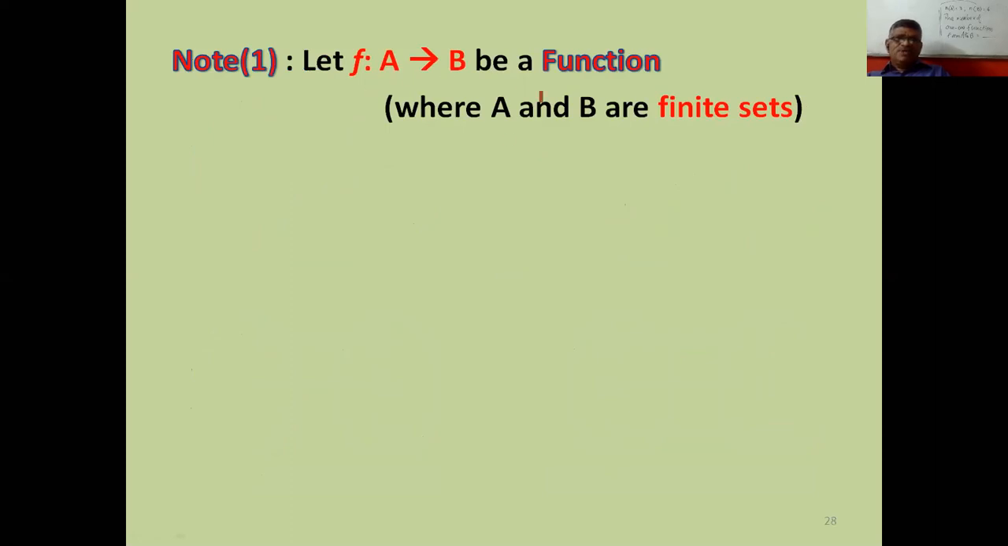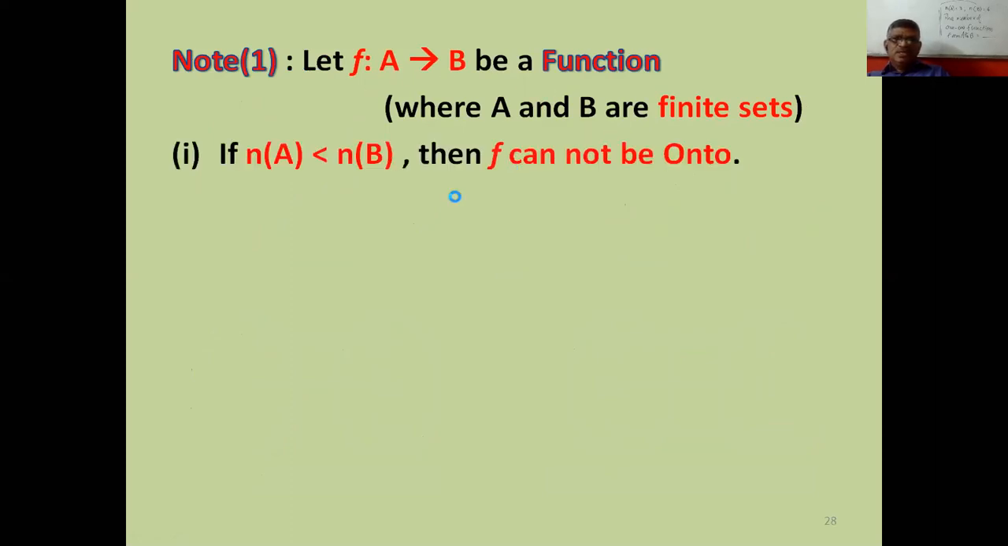Suppose a function from A to B, where A and B are finite sets. If the number of elements in A is less than the number in B, then I cannot define an onto function. If A has fewer elements and B has more, it is not possible to get an onto function from A to B, provided A and B are finite sets. If they are infinite sets, it is possible. We have seen from N to Z, it was possible. But if A and B are finite and A is smaller than B, then A to B cannot be onto.